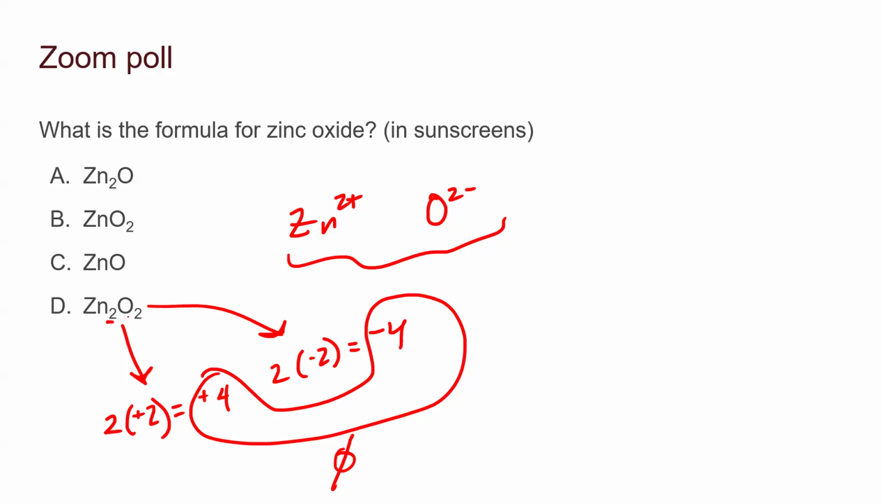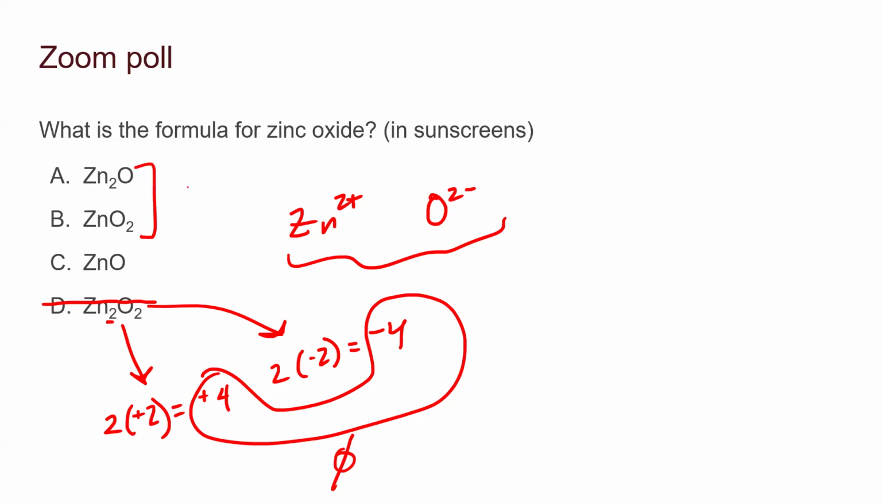Now, with that said, though, whenever we look at a formula, we always want to reduce it down as much as possible. Your lowest common denominator. Can we reduce, like, this ratio is 2 zincs to 2 oxygens? We can reduce that down to 1 zinc to 1 oxygen. So that's why D is out, because that can be reduced.